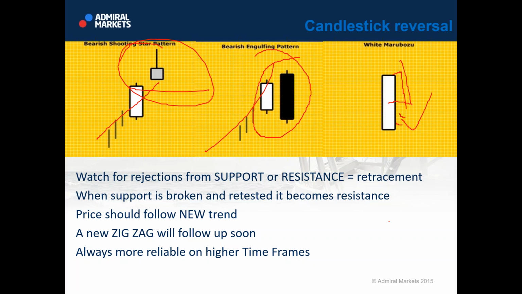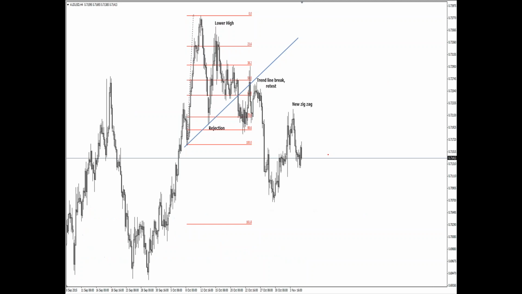Watch for rejections from support or resistance. It's called a retracement. You don't know whether it's retracement or a reversal until reversal is confirmed. When support is broken and retested, it becomes resistance. When resistance is broken and retested, it becomes support. Then price should follow new trend. New zigzag will follow up. It's more reliable on higher time frames. This is how it looks.